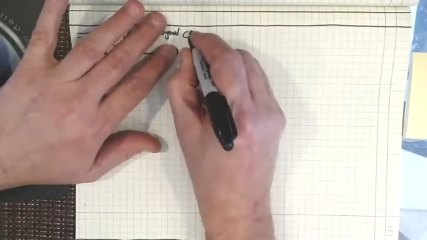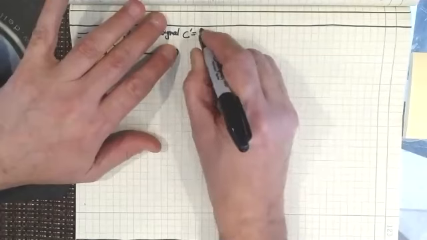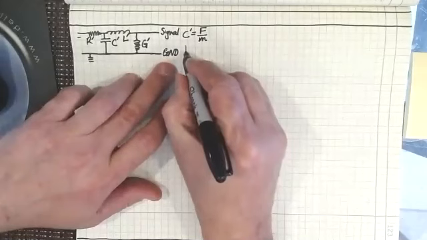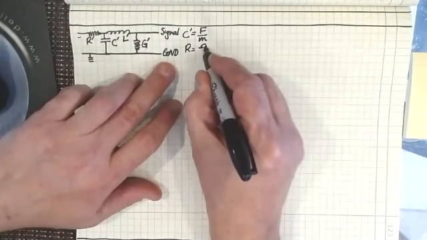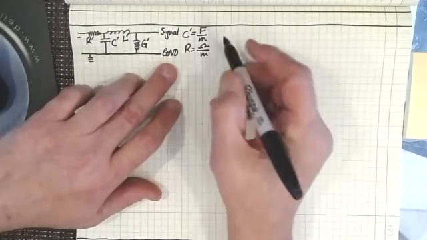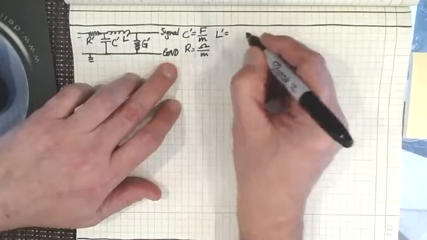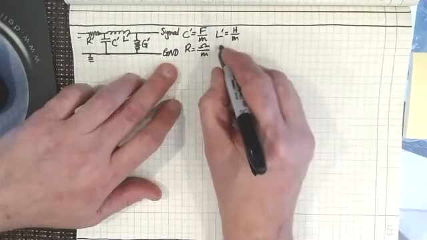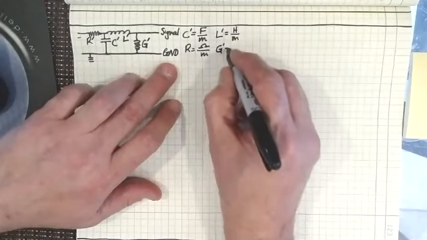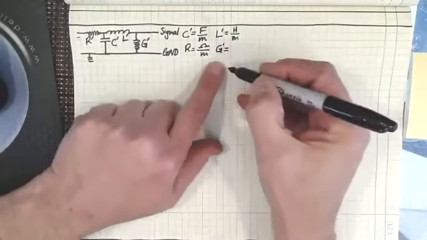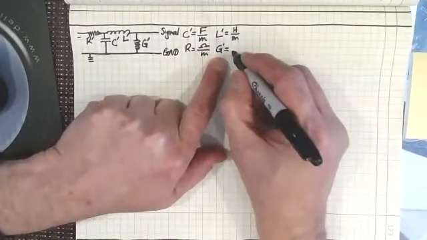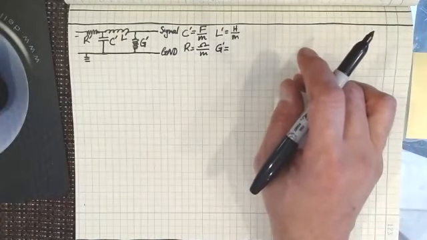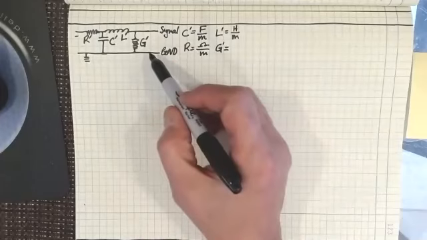Well, let me give you, for instance, C prime is going to be farads per meter. R prime is ohms per meter. L prime, henries per meter. And G prime, now you might see that's a resistor there, but really what we're talking about is conductivity. And I'll explain all of those to you in just a second.